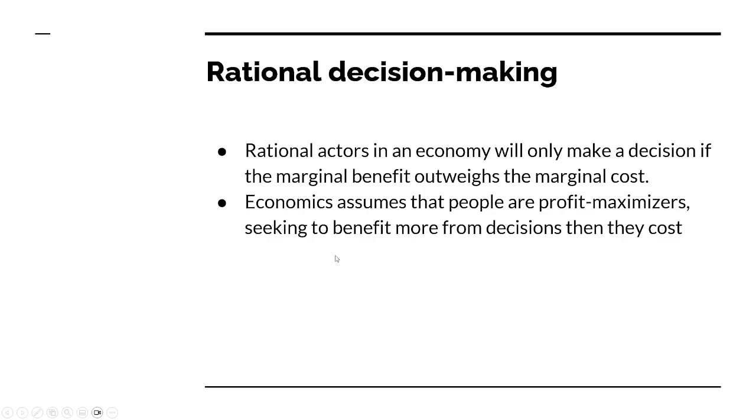So in economics, we assume that people are profit maximizers. That's what we call it. They're profit maximizers, which means that they just want to benefit from their decisions to the greatest extent possible compared to the cost of their decisions. So, profit maximizing is a term that we might not be familiar with, but it's a basic concept that people just want to maximize benefits and minimize costs.